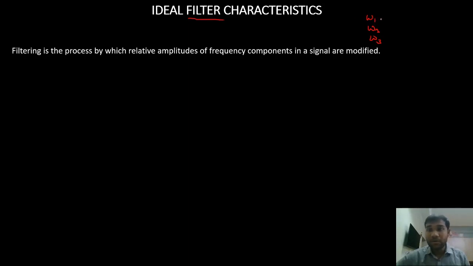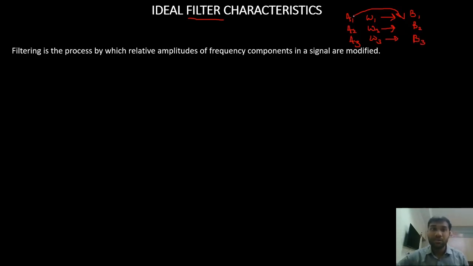A filter changes the amplitude of these frequencies. Suppose I have amplitude A1 for omega 1, A2 for omega 2, and A3 for omega 3. My filter changes these amplitudes to a different value. Let us say some B1, some B2, and B3. This is what a filter does.